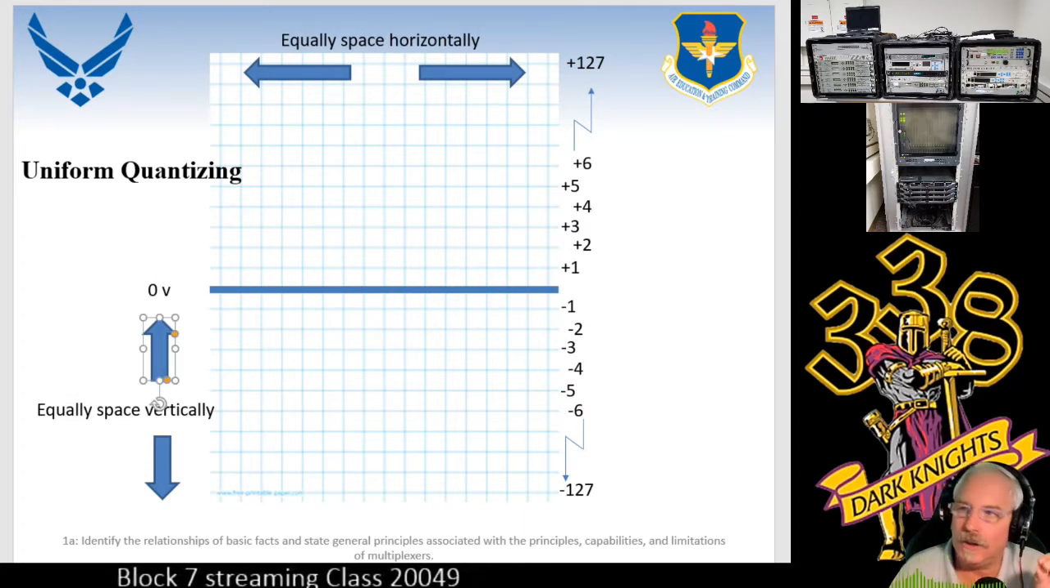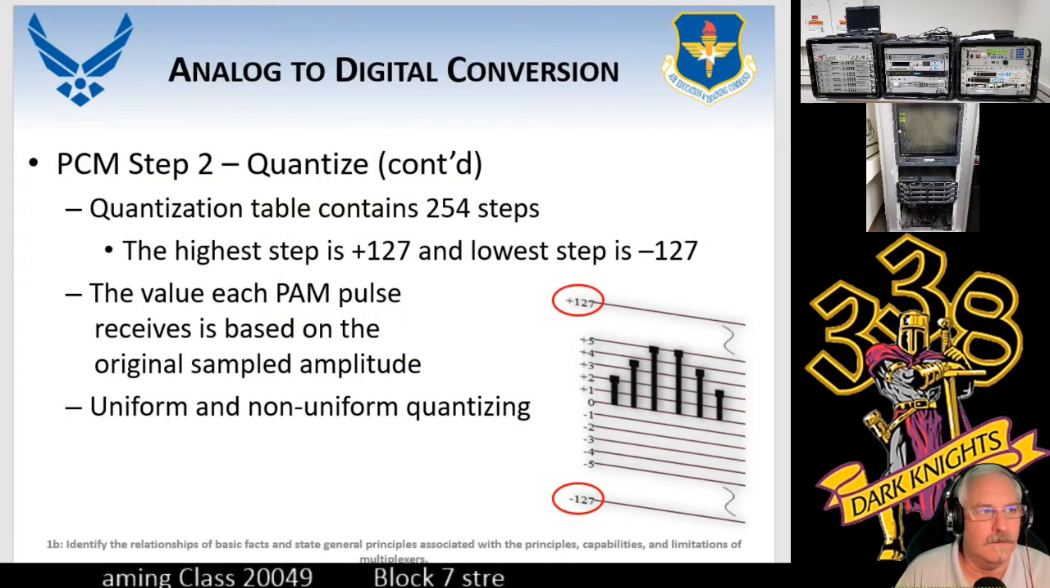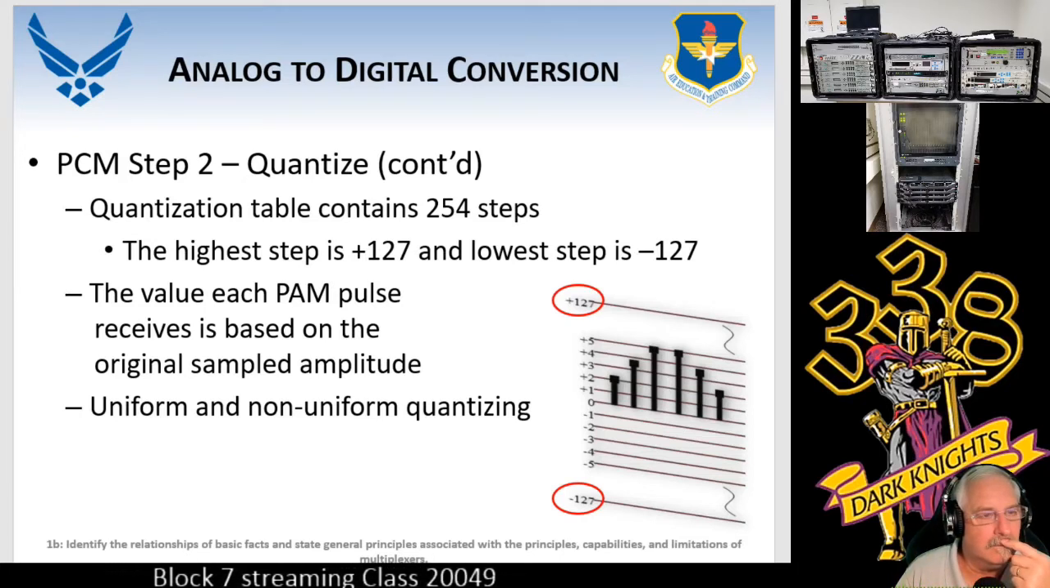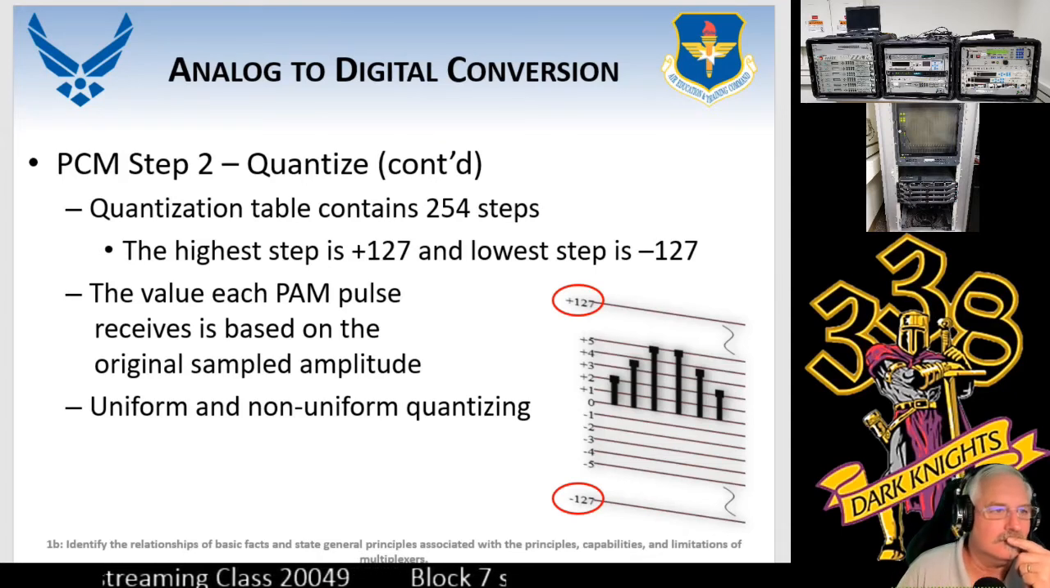This is called uniform quantizing. You go from 0 to plus 127 and 0 to negative 127. Now, it contains 254 steps. That's basically 127 times 2. Well, how do you get 254 steps? Good question. We'll see here in just a minute.